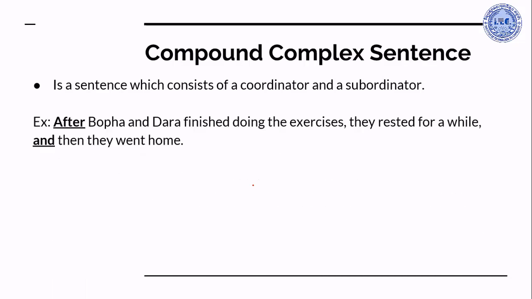Look at the example. So after is a subordinator, so this is complex. After both parents finished doing the exercise, they rested for a while and then they went home. So and here is a FANBOY, and a FANBOY is compound, right? So when there is a FANBOY or coordinator and a subordinator here, it is called a compound complex sentence because it contains a coordinator and a subordinator.